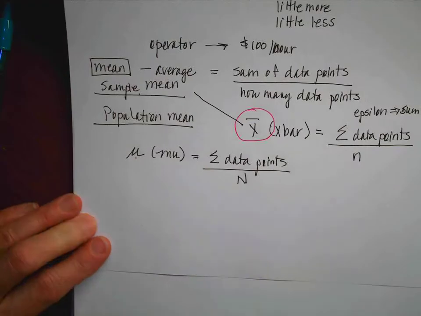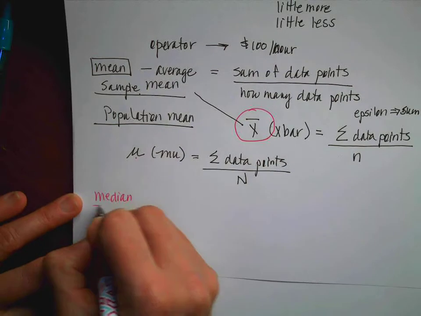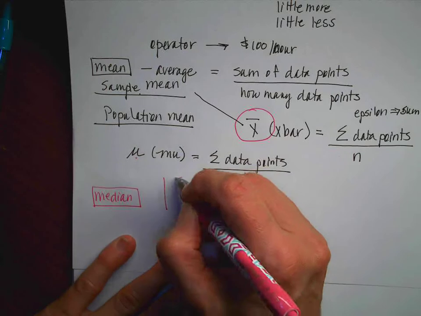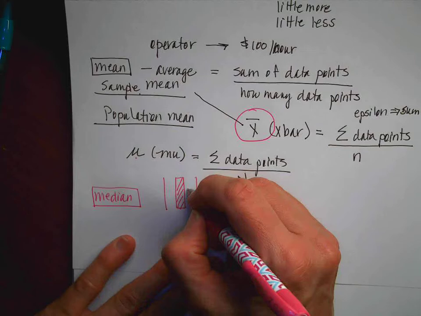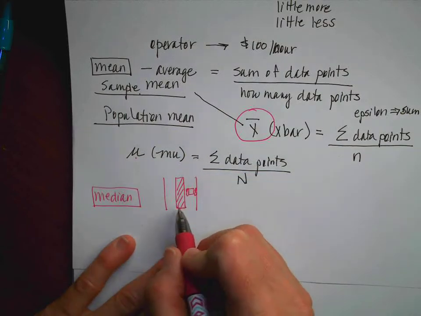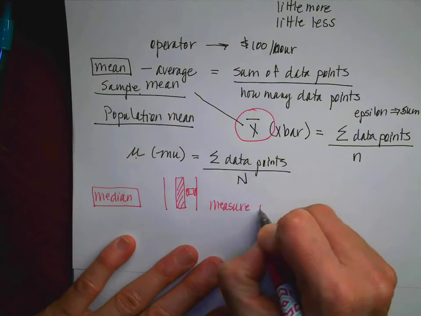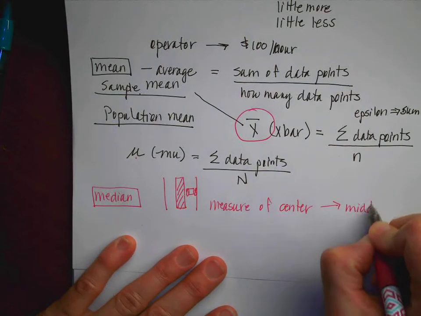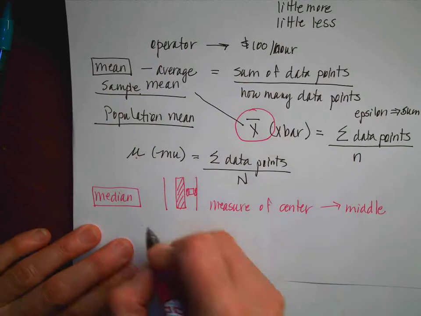So the next measure of center that we want to talk about is median. I think about median like when I'm driving. If I'm driving down a road and there is a barrier in the middle so that I can't go from here to here, this is called a median. So median is a measure of center, and it means middle. So in a set of data, the median is the middle.